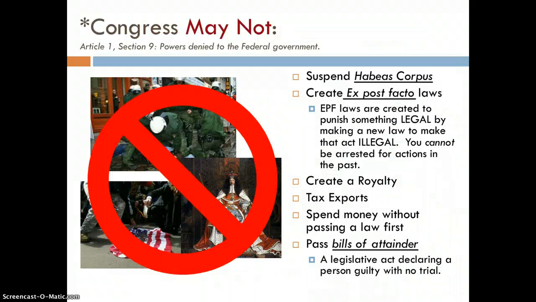Congress cannot do certain things. These things are explicitly denied to the federal government. They cannot suspend habeas corpus. Habeas corpus says you can't arrest somebody without charging them with a crime. So they can't suspend that. They can't say, yes, now you can arrest somebody without charging them with a crime. They can't create ex post facto laws, which are created to punish something legal by making a new law to make that act illegal. You cannot be arrested for actions in the past that weren't illegal when you did them.